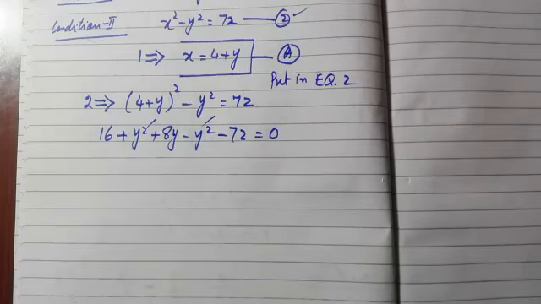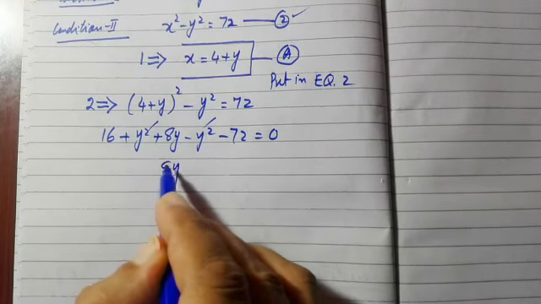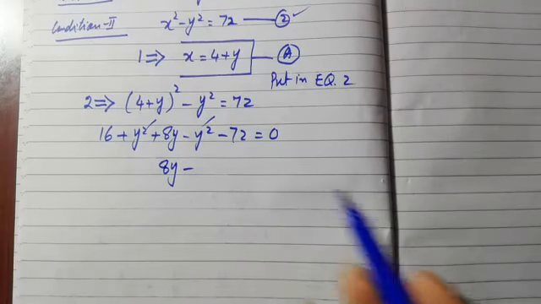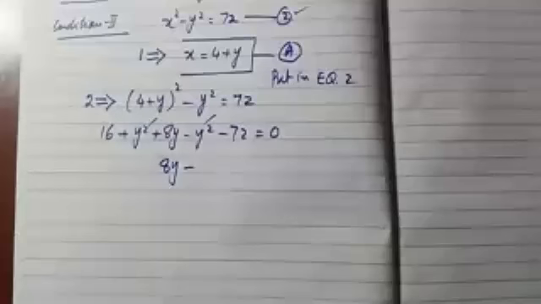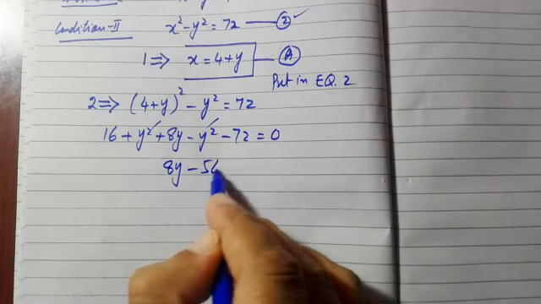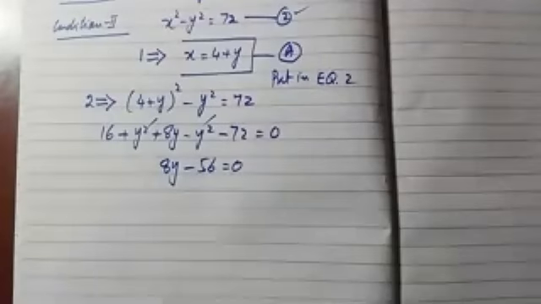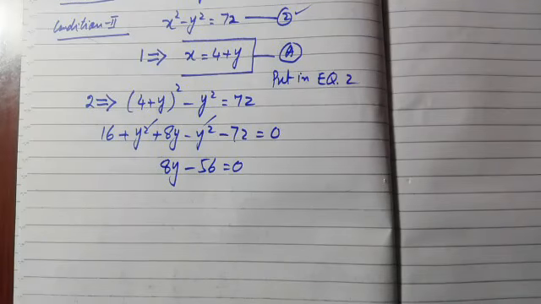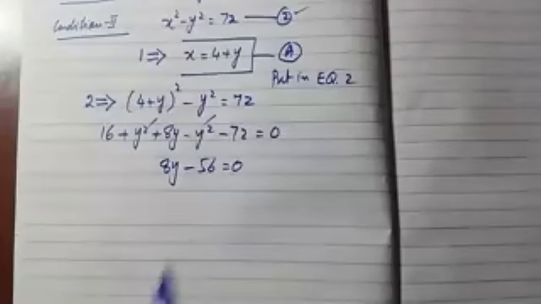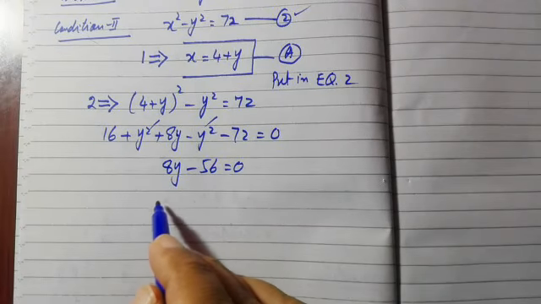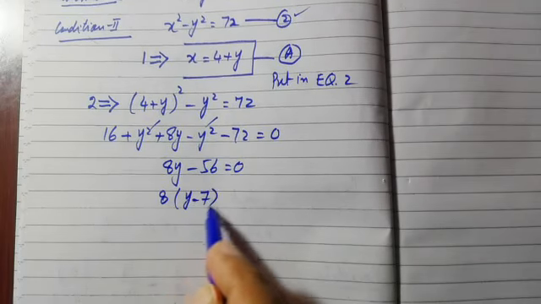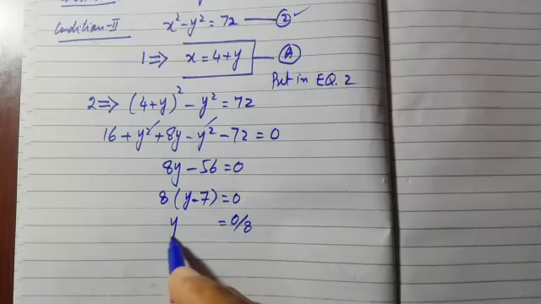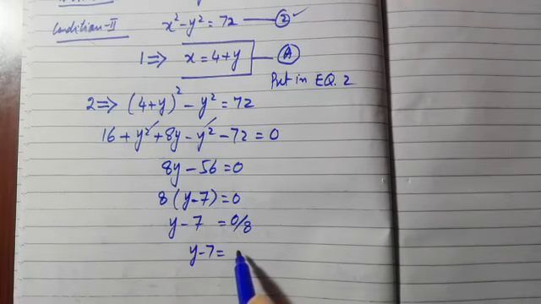plus 16 minus 72 equals to 0. So if you subtract the constants, 72 and 16 are simplified. It will give you minus 56. And if you take out 8 common, it will become 8 times (y minus 7). And you divide 8 on the other side, 0 by 8 will become 0. So y minus 7 equals to 0. And from here you will get the value of y, that is y equals to 7.